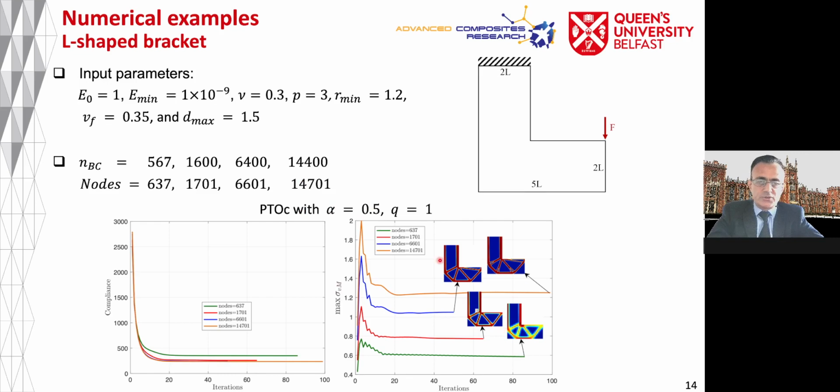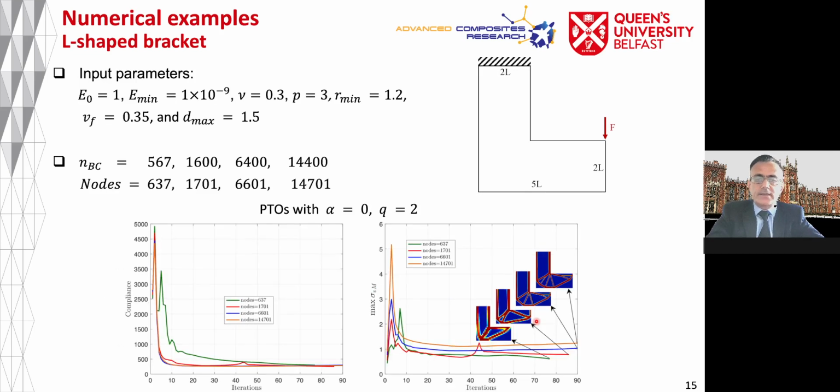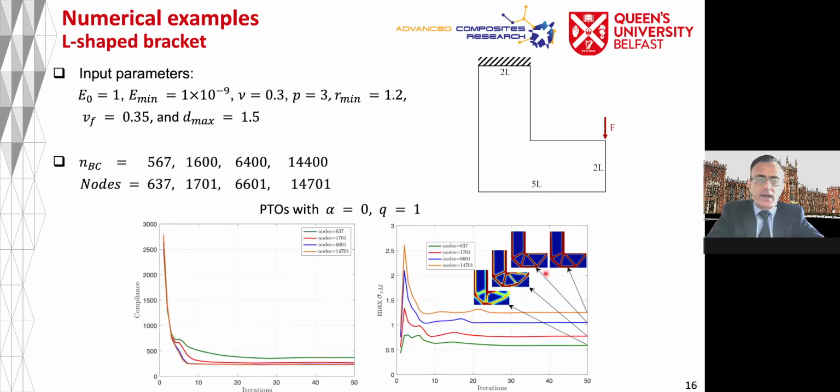For the very fine discretization, we can see some additional details. And these are the plots for the PTOS with alpha equal to 0 and Q equal to 2, and again, these are the optimized geometries. For Q equal to 2, we can see that the optimization algorithm is trying to avoid this sharp corner here. But if we use Q equal to 1, then we get a similar structure as the PTOC.